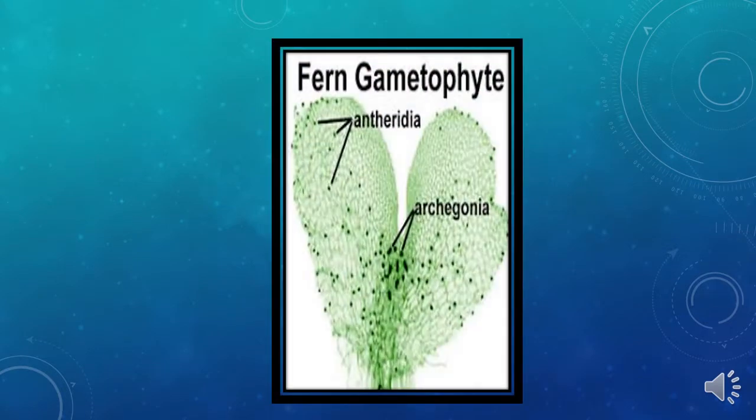Coming to the gametophytic plant body, this is the fern gametophyte. Gametophyte is the structure which bears the sex organs. So it produces the male and female sex organ, and this is the antheridia, which is the male sex organ, and this is archegonia, which is the female sex organ. Antheridium produces the male gamete and archegonium produces the female gamete, and male gamete and female gamete are haploid in nature, and the whole gametophytic structure is haploid in nature.